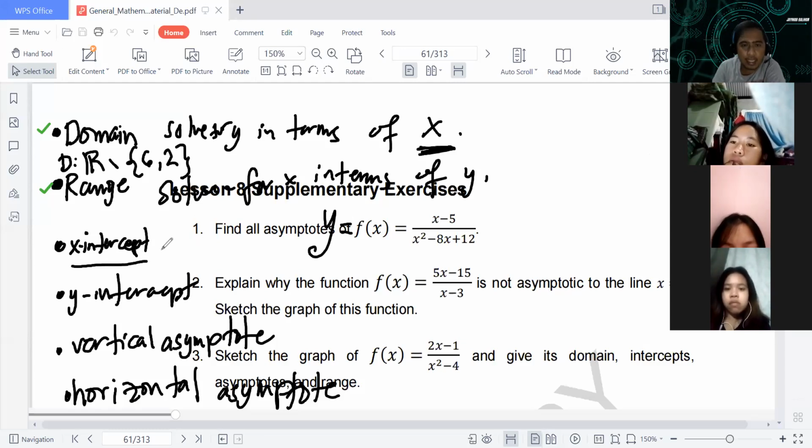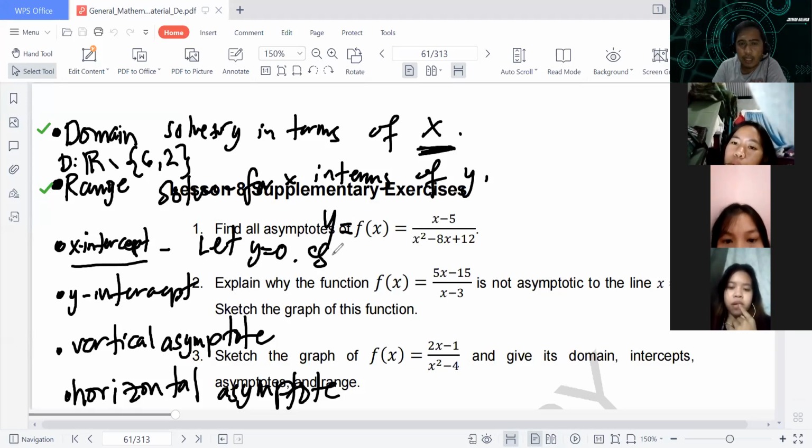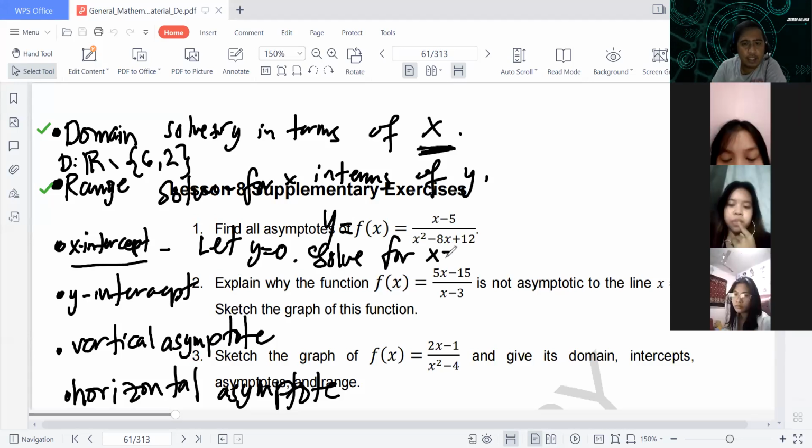In finding the x-intercept, class, you are going to let y be equal to 0, then you solve for the value of x. Okay? You solve for the value of x.